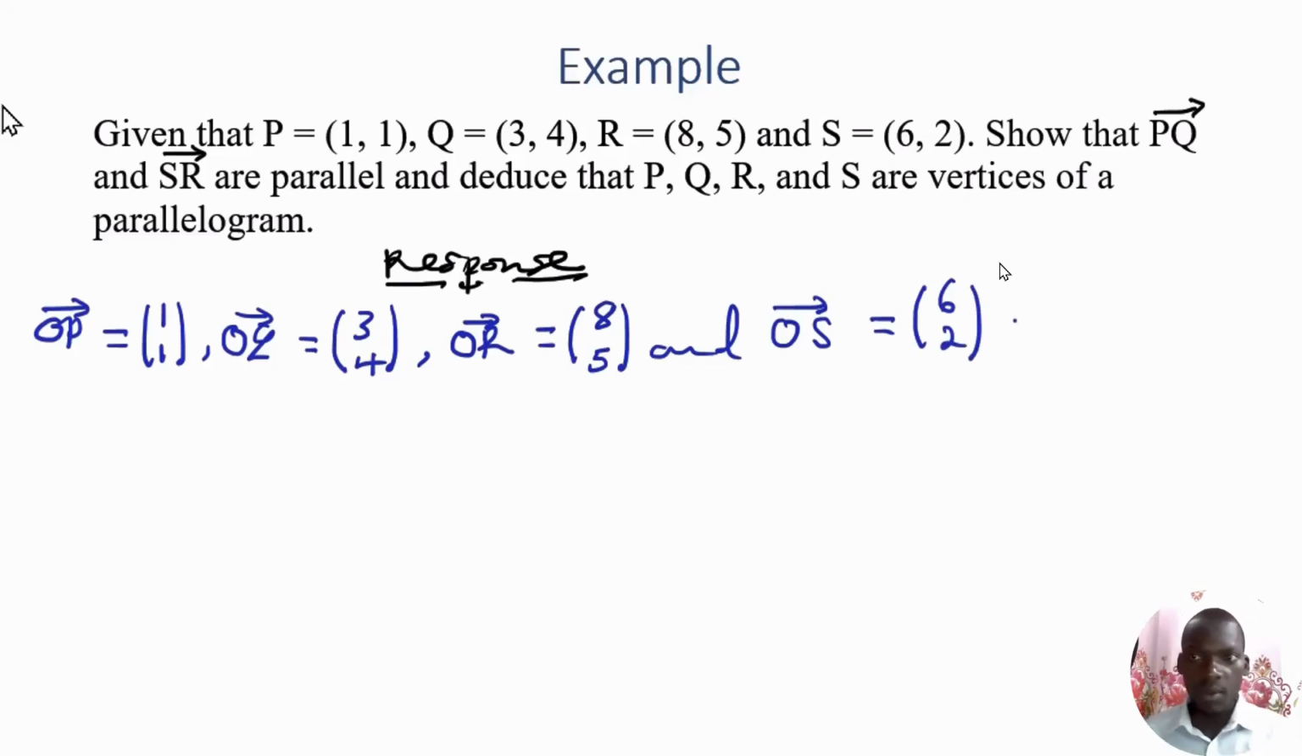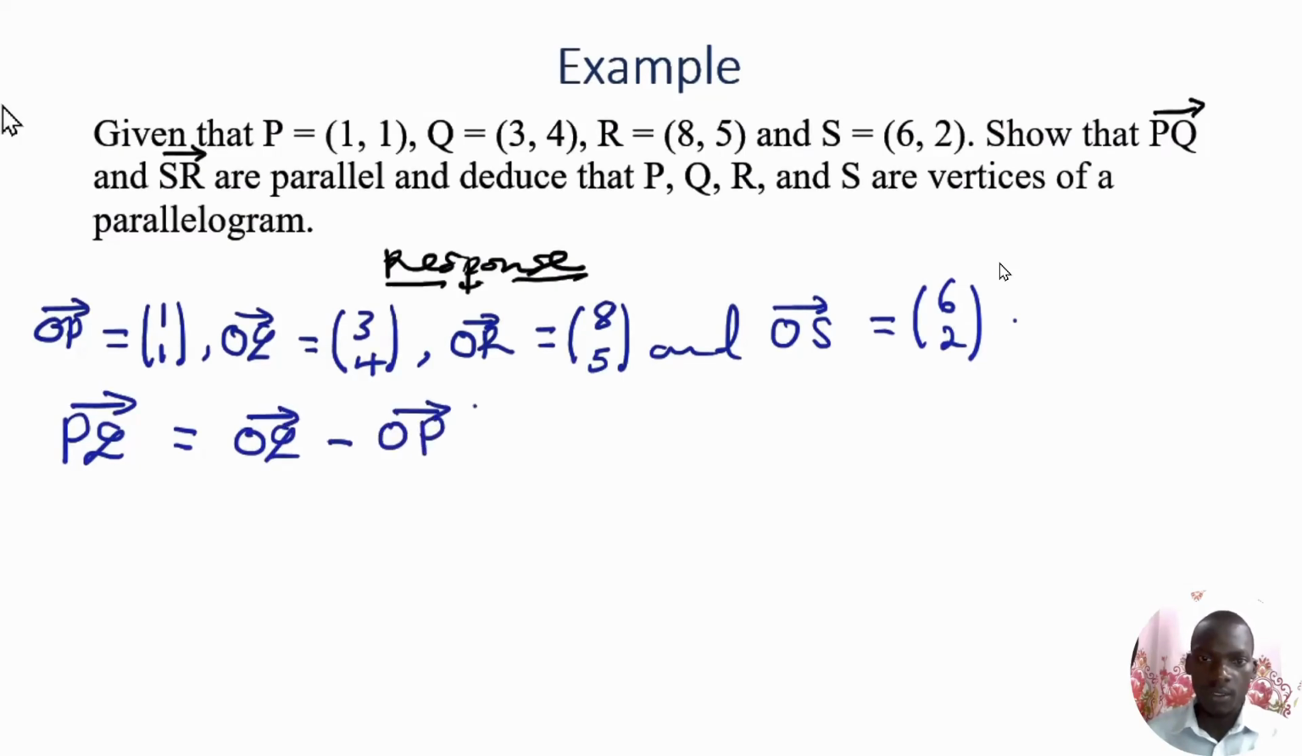Now from this step, remember we are required to show that vector PQ and vector SR are parallel. So let's first get vector PQ and vector SR respectively. Vector PQ is the same as position vector OQ minus position vector OP. As we substitute in here, we have vector OQ as (3, 4) minus vector OP, which is (1, 1).